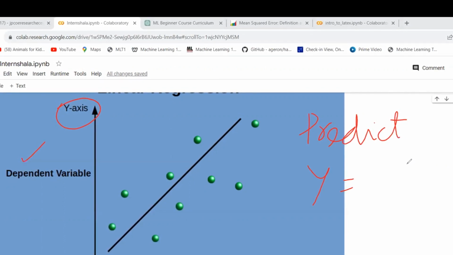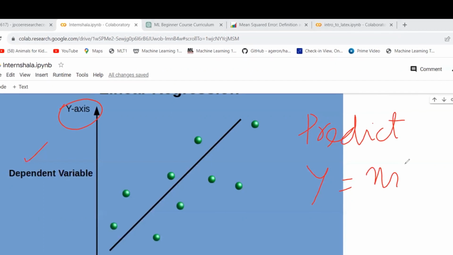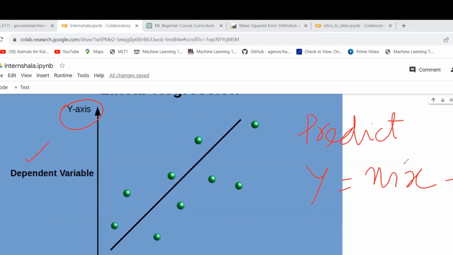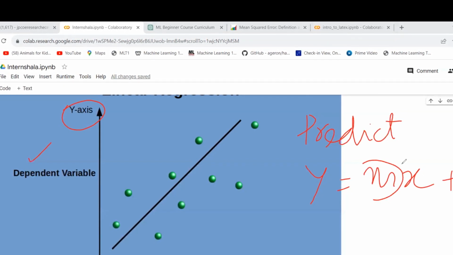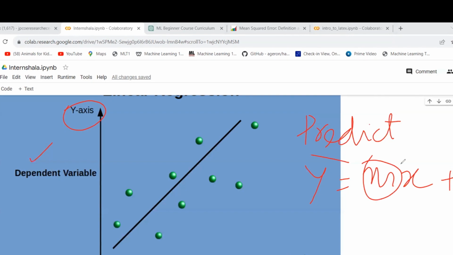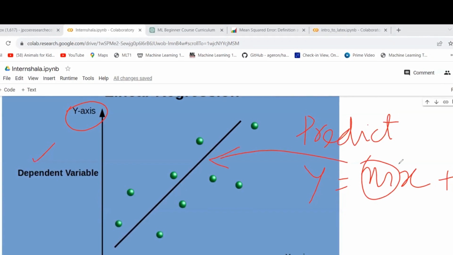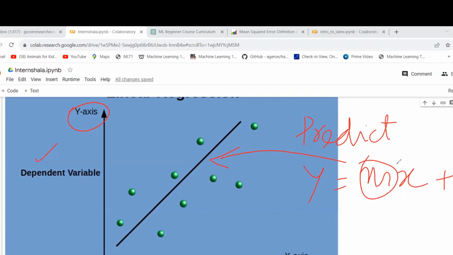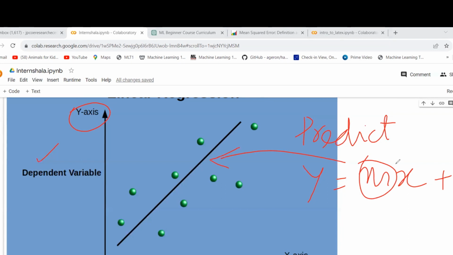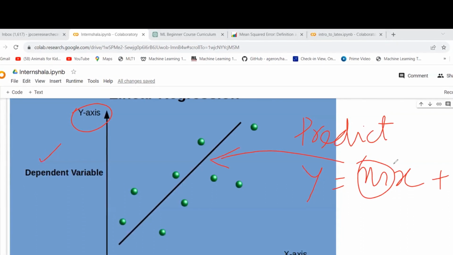And the regression with respect to the dependent variable can be given by mx plus c, where m is the slope of the regression line, which is going to be fitting all the points that are plotted in the application.